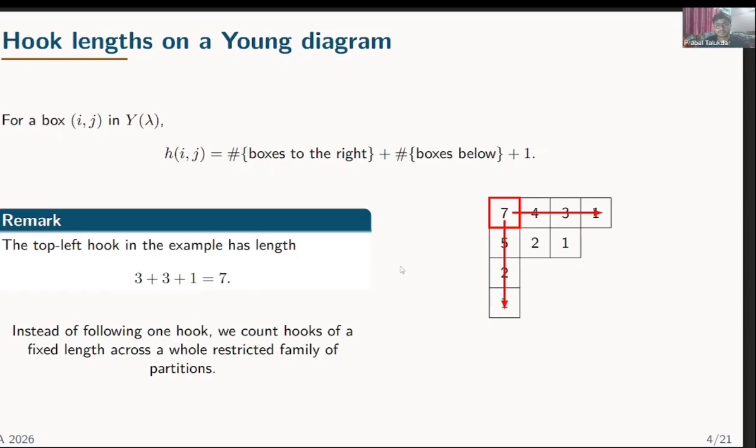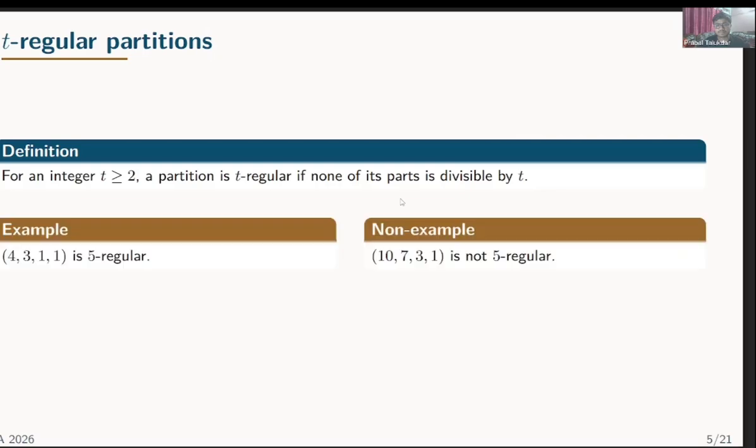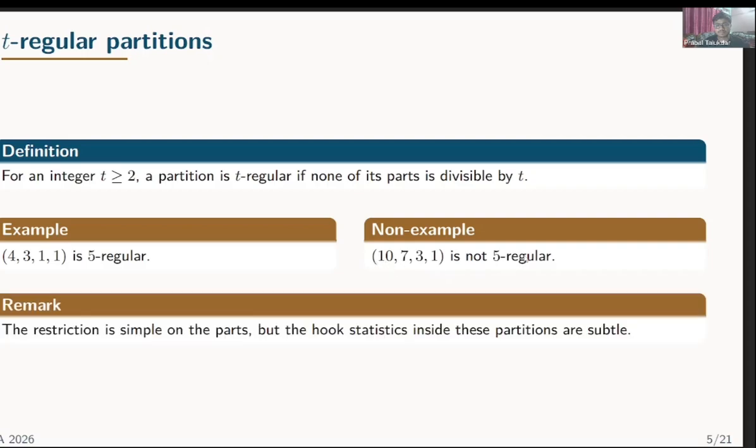Now here we will not look at one hook in one position. We will count hooks of a fixed length across an entire restricted family of partitions. The restricted family we need is the family of t-regular partitions. A partition is t-regular if none of the parts are divisible by t. For example, 4311 is 5-regular, and 10731, which is a partition of 21, is not 5-regular because 10 is divisible by 5. So the restriction is simple: we only look at the partitions whose parts are not divisible by t.